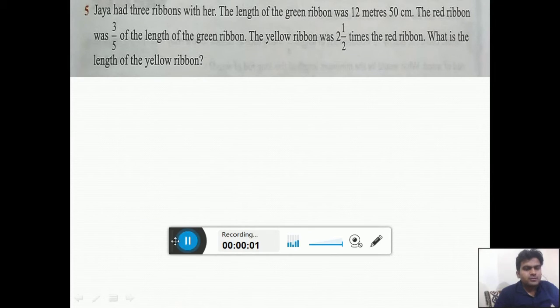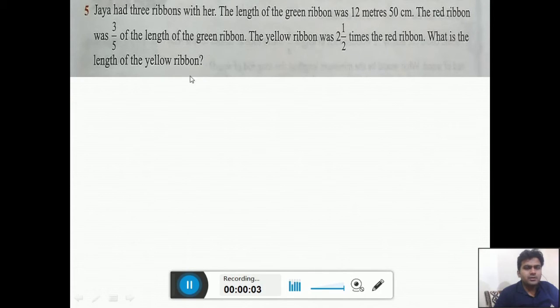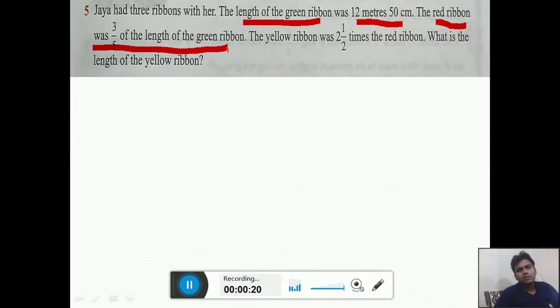Question number 5. Jaya had 3 ribbons with her. The length of the green ribbon was 2 meter 50 centimeter, and the red ribbon was 3/5 the length of the green ribbon. The yellow ribbon was 2 complete 1/2 times the red ribbon. What is the length of the yellow ribbon?